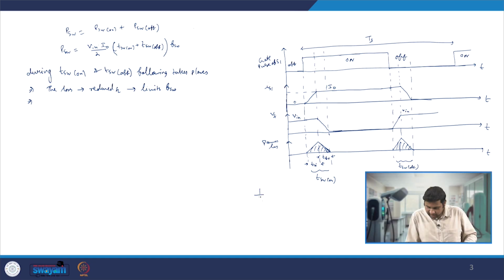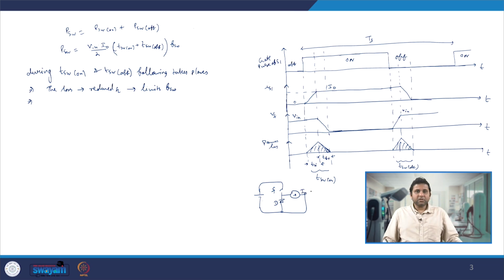Whatever circuit we have, something like this system. This is D, this is S1, and this is going to I naught at the output. So here what we have seen is that when you are turning on this S1 switch, the current starts flowing through the S1 switch. Suddenly, at the moment of turning on the S1 switch, the current which was previously going through the diode will then shift to the S1 switch.